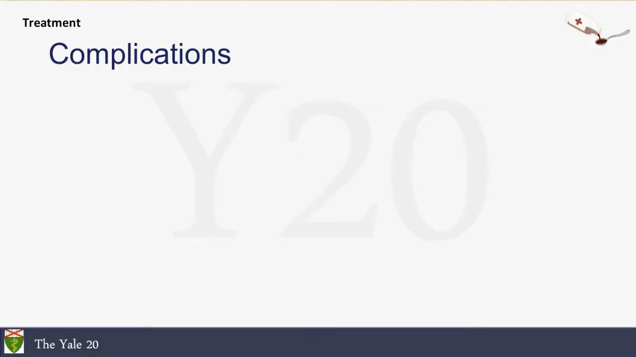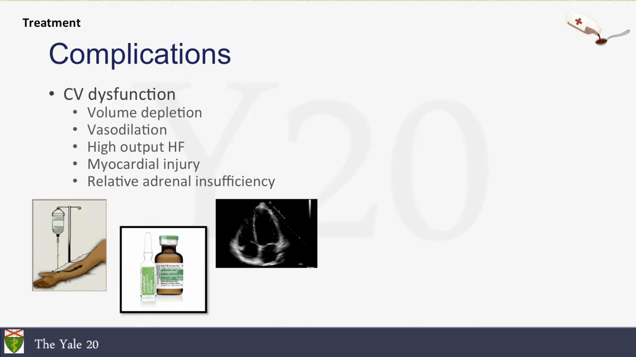In the rest of this talk, we will discuss the complications of ALF that we mentioned briefly in the assessment section. At all stages of the disease, we need to be on the lookout for these life-threatening events. Hypotension and cardiovascular dysfunction are common findings and are multifactorial. There's often low effective blood volume from poor oral intake and fluid losses. There's vasodilatation due to systemic inflammatory response, which may lead to shock.